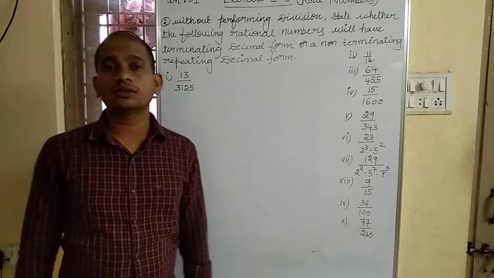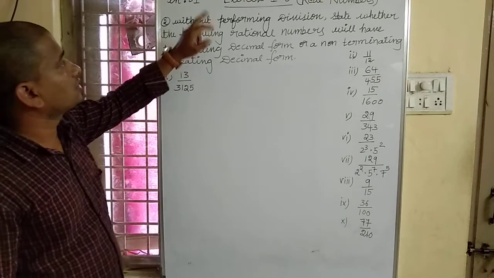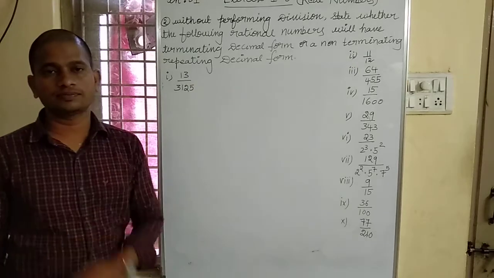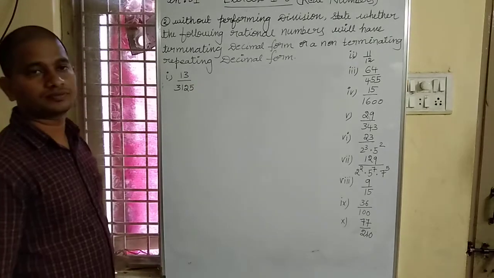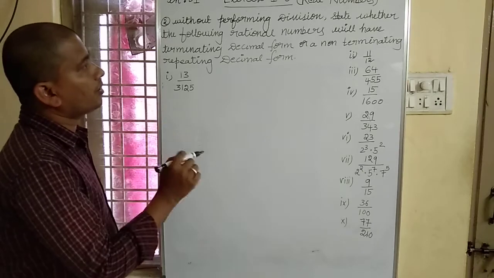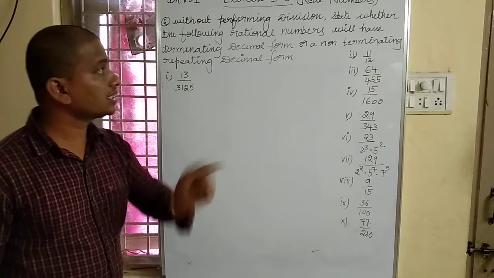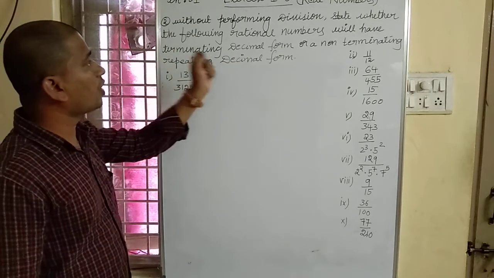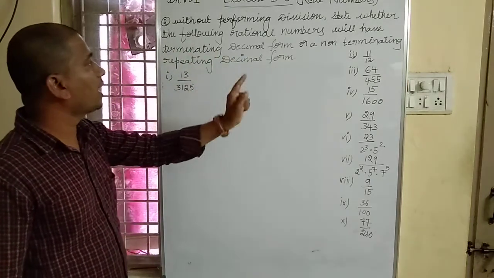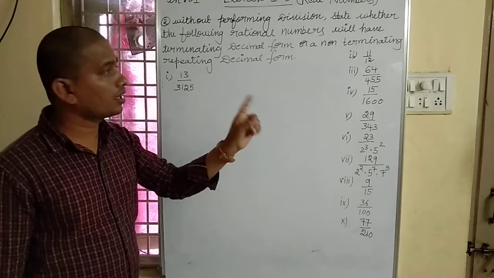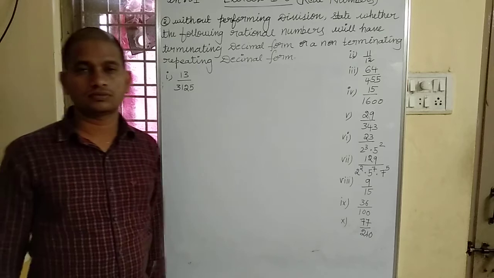And in today's session, chapter number 1, exercise 1.3, second question. What is the question here? Without performing division, state whether the following rational numbers will have terminating decimal form or a non-terminating decimal form.